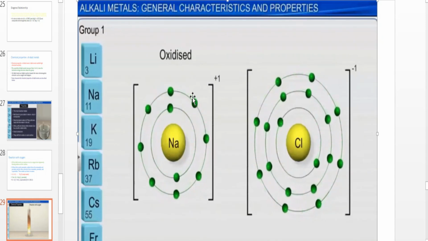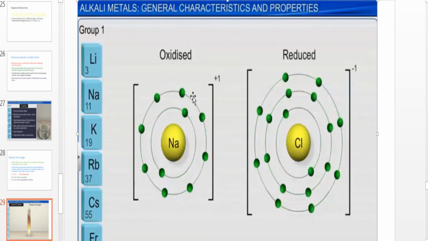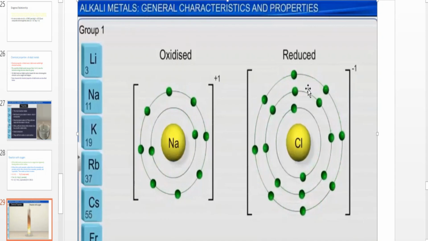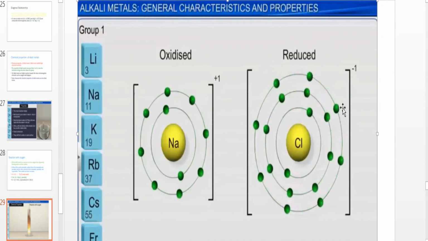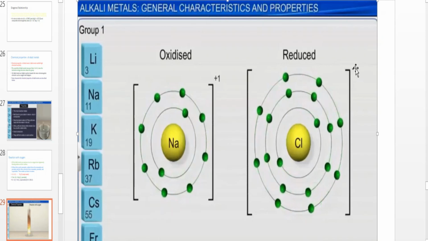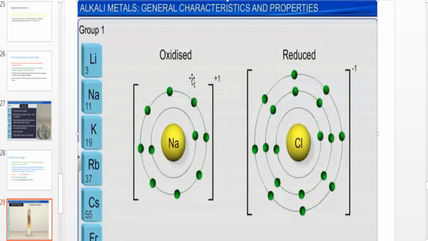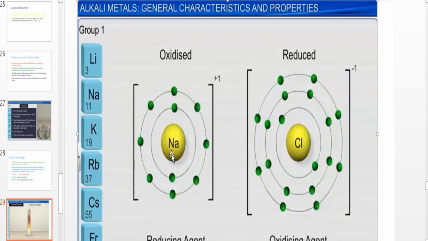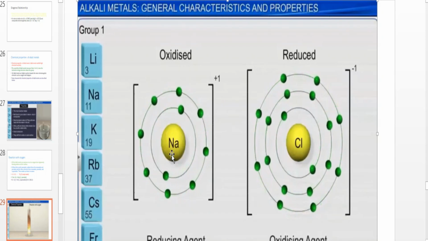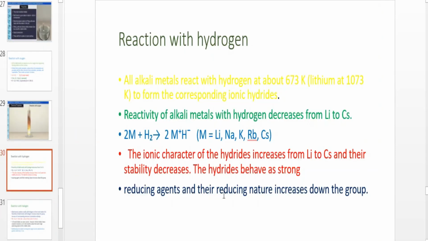Here sodium gets oxidized as it loses one electron. Chlorine accepts one electron, and it is reduced and gains a negative valency of -1, whereas sodium gains a positive valency. Here sodium acts as a reducing agent, whereas chlorine acts as an oxidizing agent.